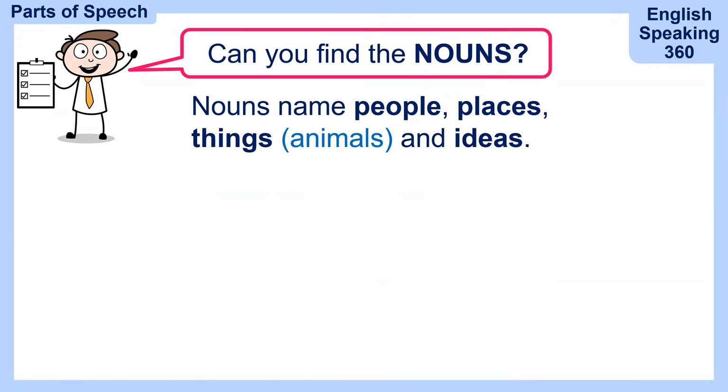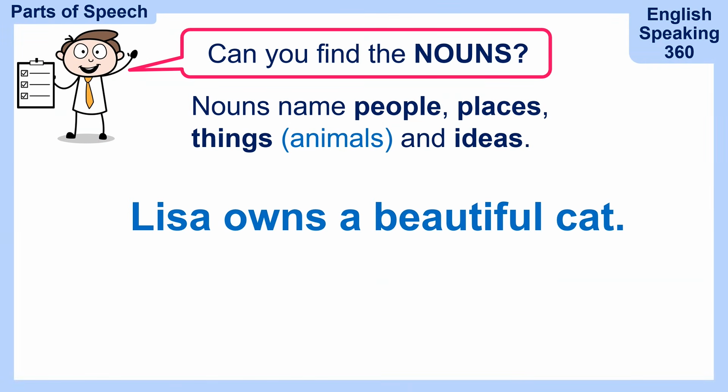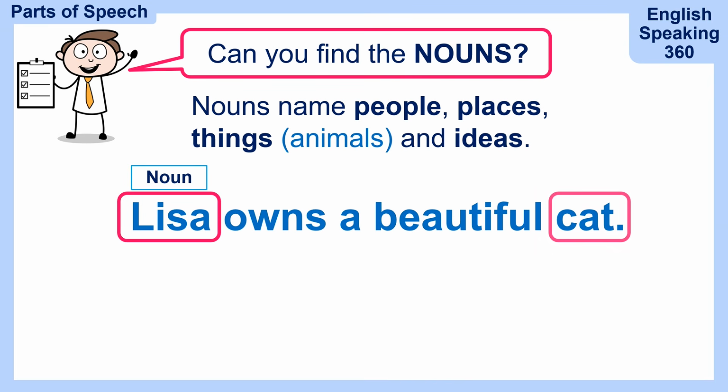Can you find the nouns? Here's a sentence. Lisa owns a beautiful cat. This should be super easy. The first one, Lisa, is a noun, but it is a proper noun, so it requires a capital letter. We also have cat. Cat is a common noun.